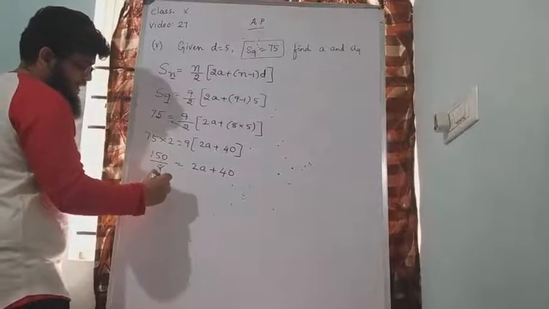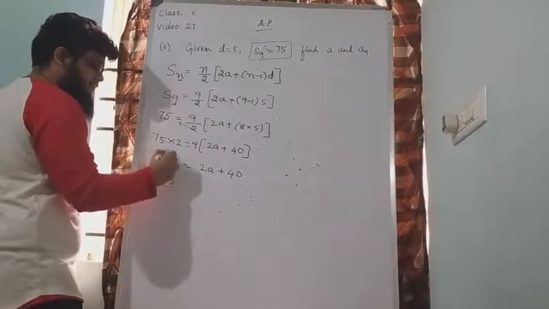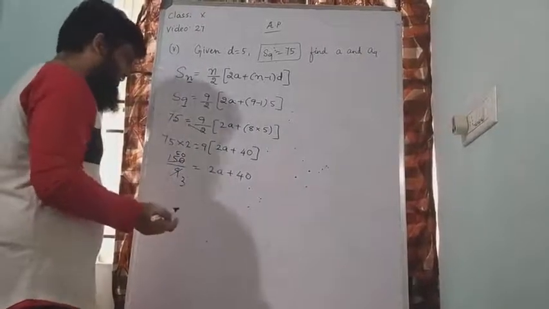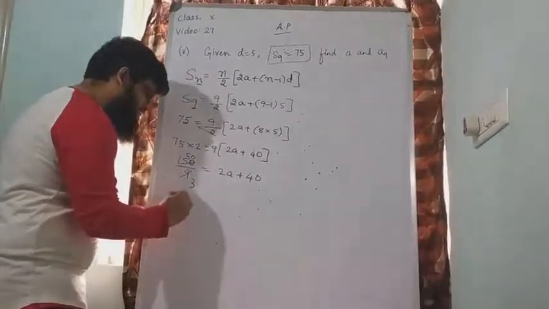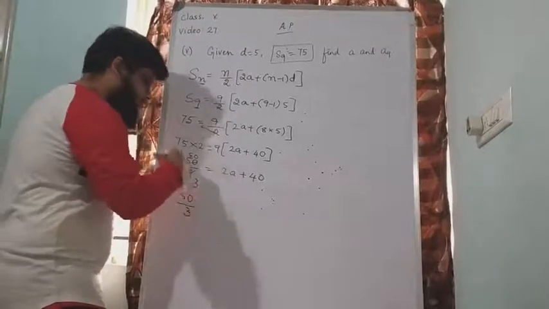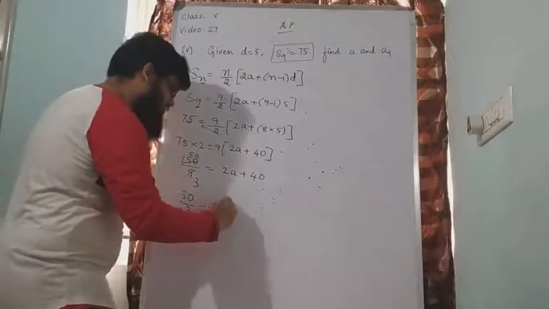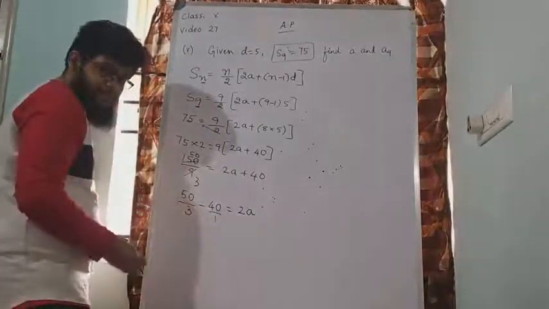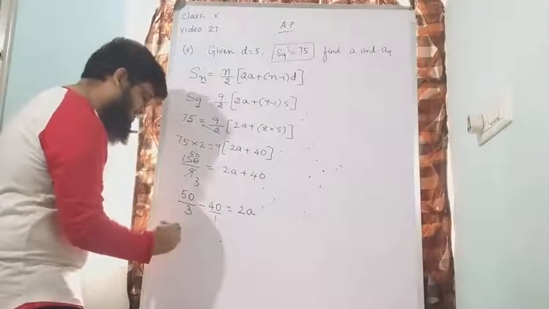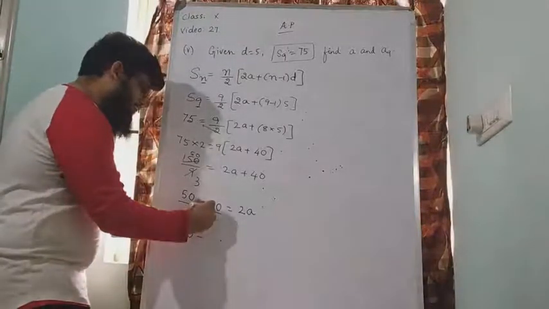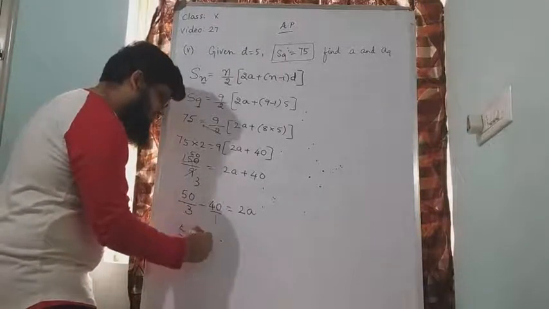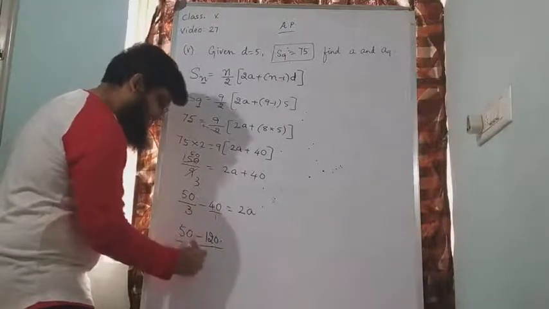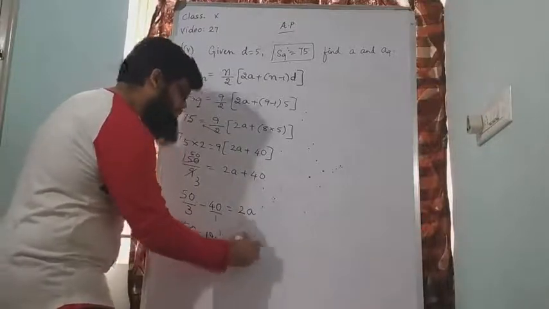Then 3 3s are 9, 3 5s are 15, 0 as it is. 50 cannot be divided by 3, so I will write it as 50 by 3 itself. Plus 40 on the other side becomes minus 40, is equal to 2a is remaining. This can be taken as 40 by 1. Now if I cross multiply, 50 1s are 50 and 4 3s are 12, so it will be 120, divided by 3 1s are 3, is equal to 2a.